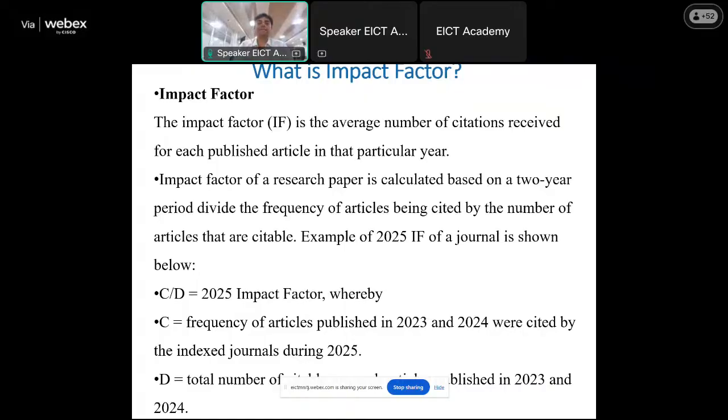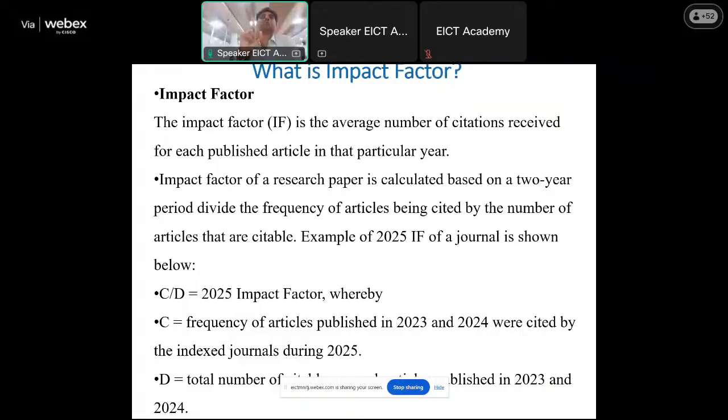Okay, so what is impact factor? The impact factor is the average number of citations received for each published article in that particular year. Okay, so the impact factor of each journal varies each year.